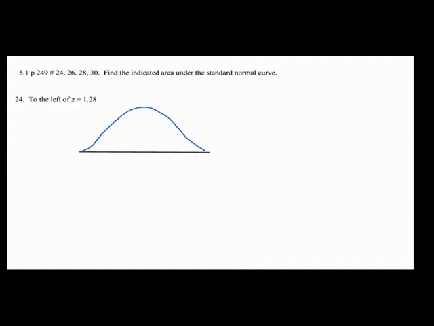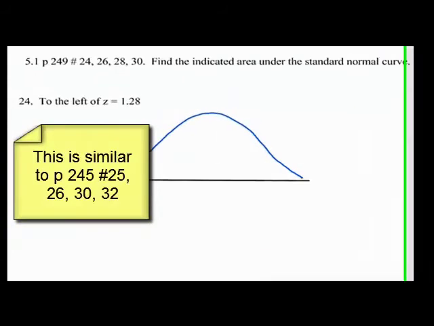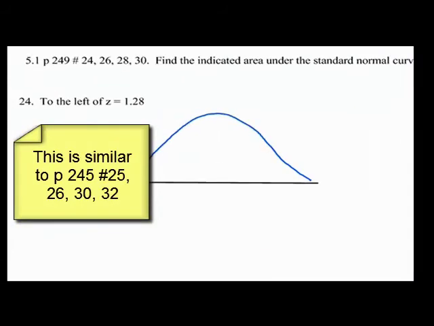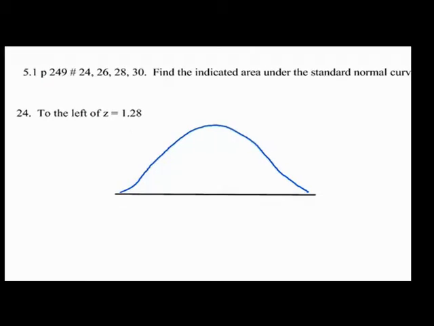Page 249, section 5.1, we're going to do numbers 24, 26, 28, and 30. We're going to find the indicated area under the standard normal curve. And so for number 24, I asked you to find the area to the left of z equals 1.28.